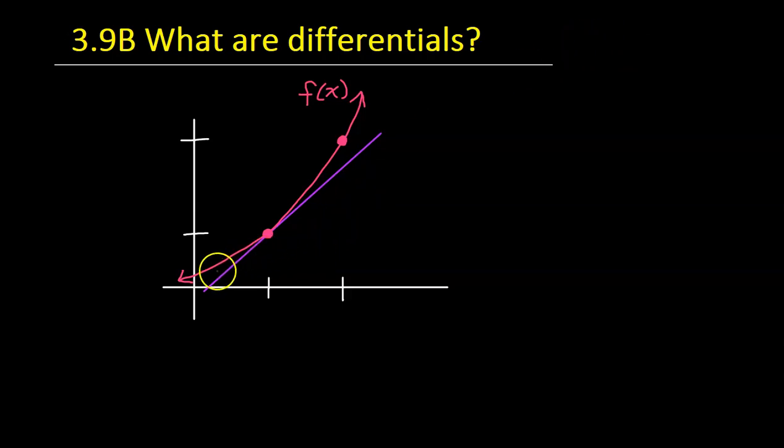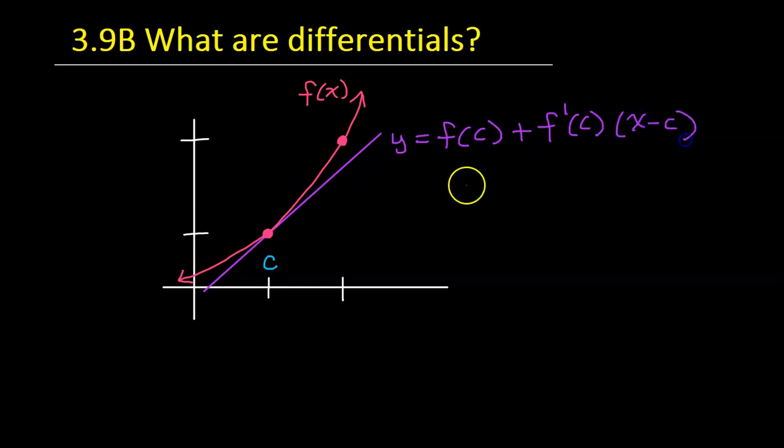But the bottom line was, if we are close to the point of tangency, the tangent line and the actual function are so close together that we can often use the tangent line as a good approximation for the function. And specifically, if the point of tangency is at an x value of c, we learned that the equation of the tangent line is always going to be y equals f at c plus f prime at c times x minus c.